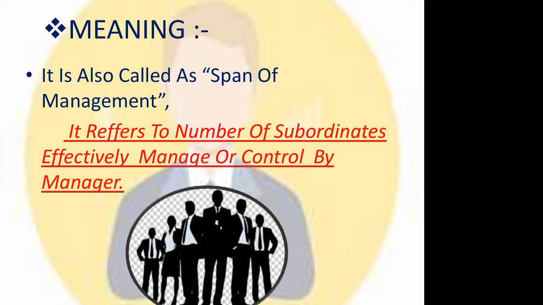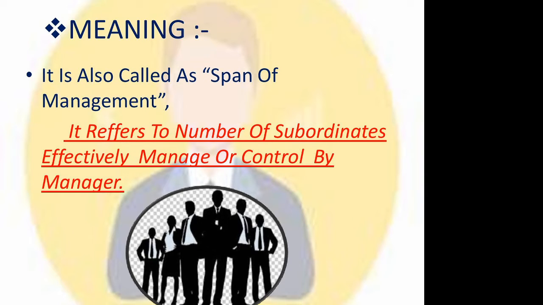It is also called span of management, and it refers to the number of subordinates effectively managed, or that can be controlled by a manager. So the number of subordinates which can be effectively managed, say for example, we can take our class itself. Now you people are there, 24 or 25 members are there under my control.